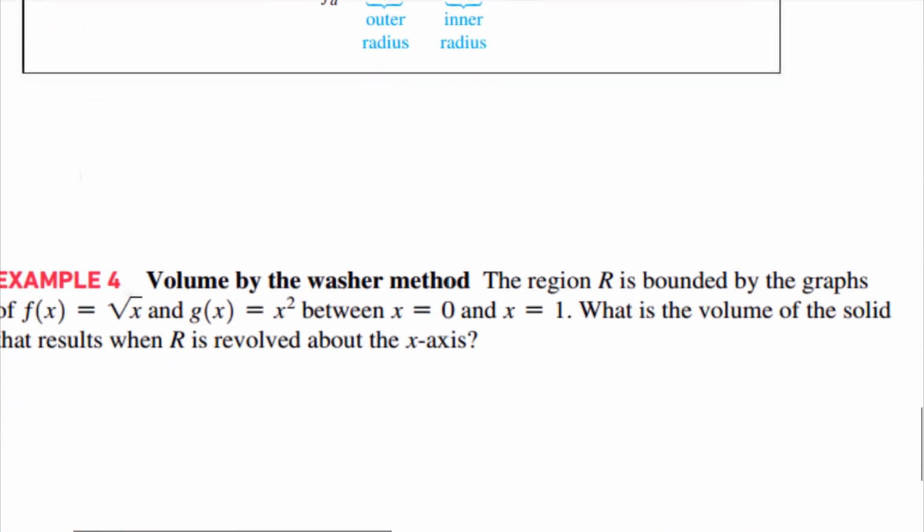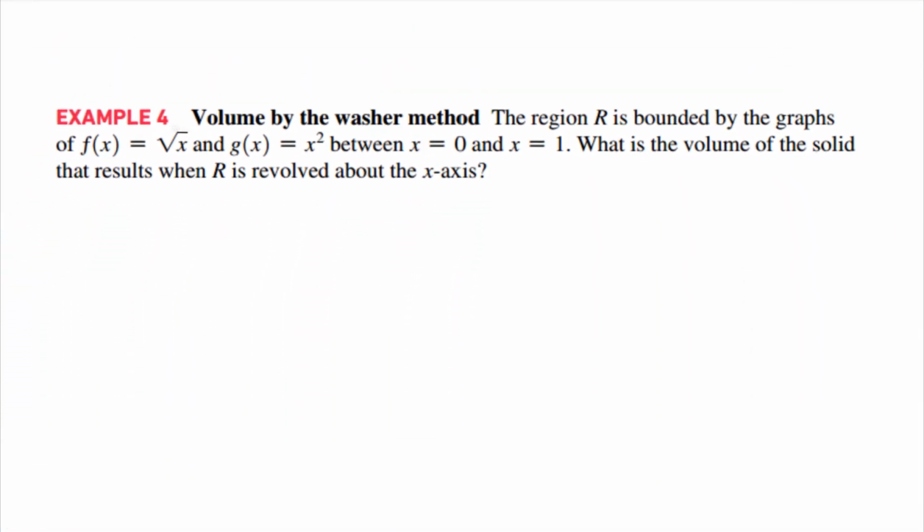Let's try a problem. This is a classic. I think I had this on a test. So we're going to do volumes by the washer method. The region R is bounded by the graphs of f of x equals the square root of x, and g of x equals x squared. Between 0 and 1, what is the volume of the solid that results when R is revolved about the x-axis? Okay. What's the top function? What's the bottom function?